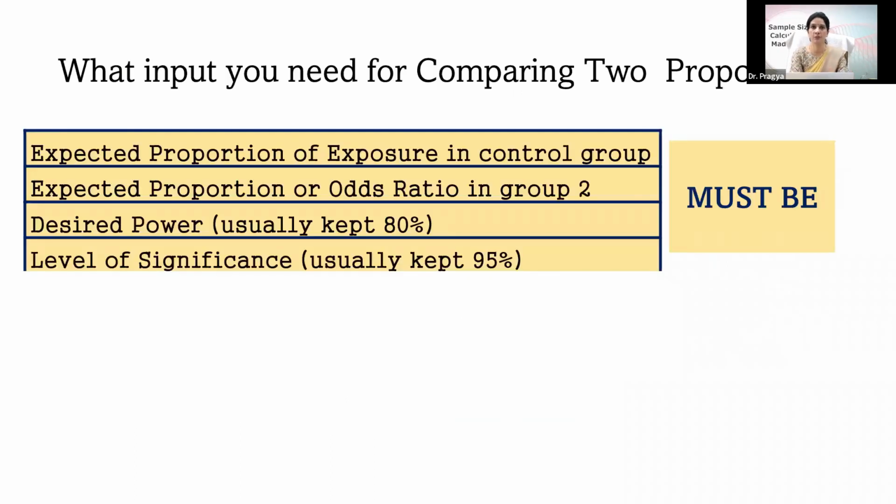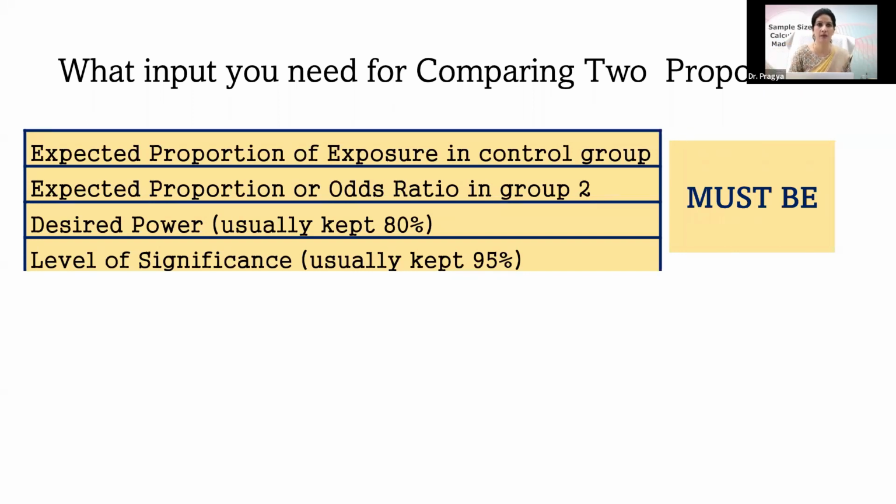So now, let's do it in the statulator. In this case, for comparing two proportions, what do I need? I need the expected proportion of exposure. So remember, we started with the cases and we started with the control. And I have to see the exposure in the control and exposure in the cases. So I need the expected proportion of exposure or risk factor in the control group. And this group 2 is actually the cases. Group 1 and group 2, because if you see the statulator, it talks about the reference and then the experimental. So again, the reference will be your control and the other group will be your cases.